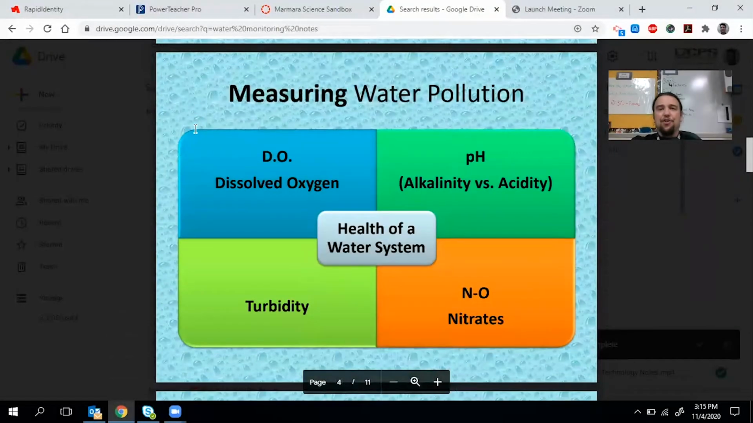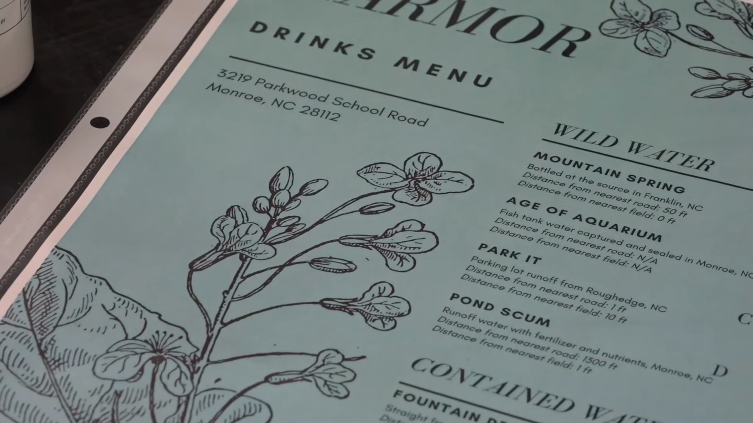So when we measure the quality of our water and water pollution, the things that we talk about are DO, or dissolved oxygen, pH, which is a measure of how alkaline or acidic the water is, turbidity, which is a measure of how clear or how cloudy the water is, and then the NO, which is the amount of nitrates in the water. So these are things that we measure for if we're trying to see if our water is healthy. I passed around our menu for today.